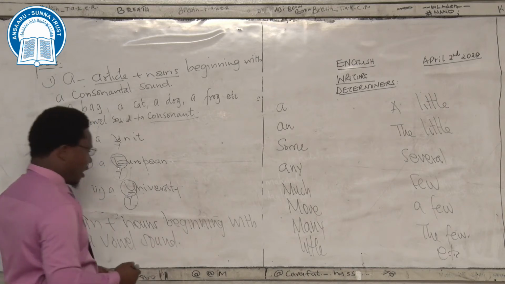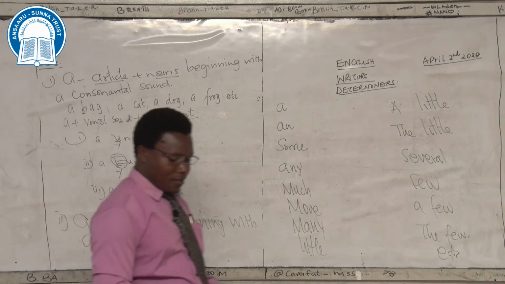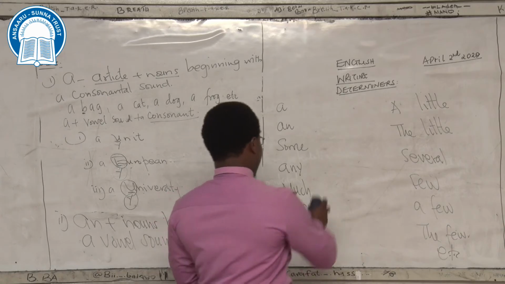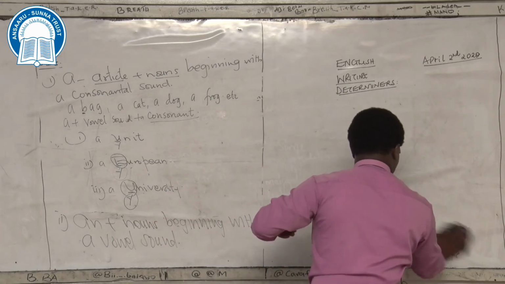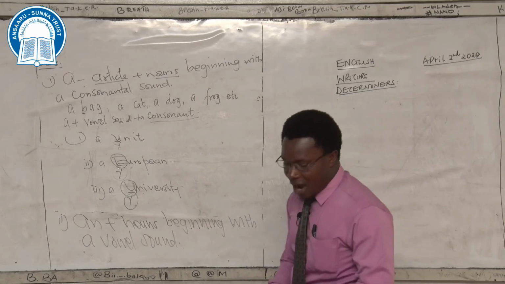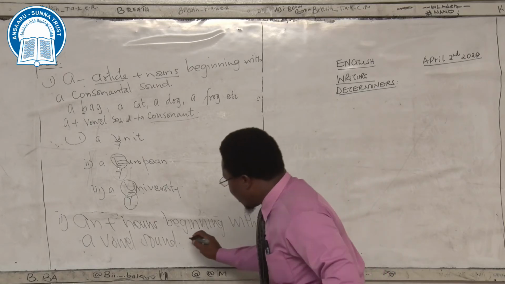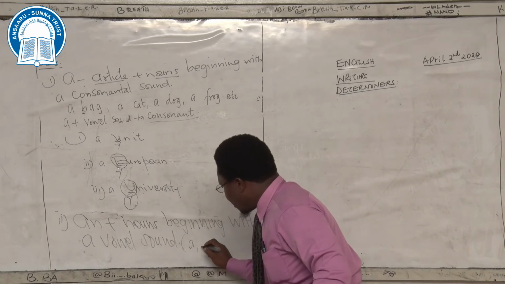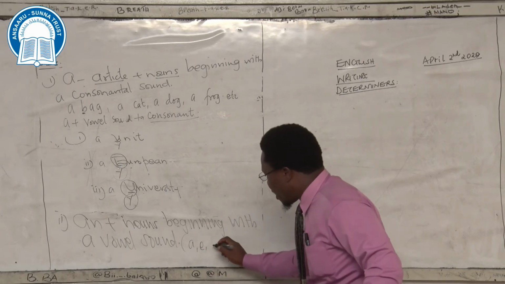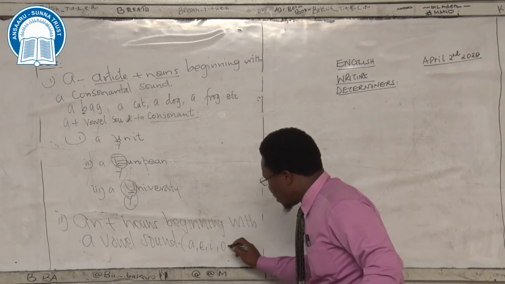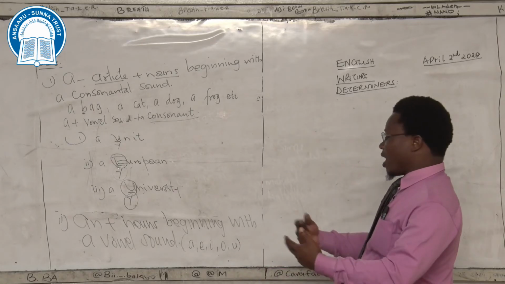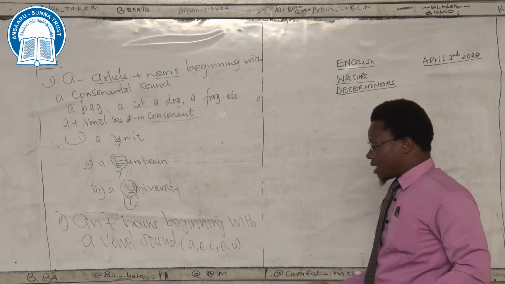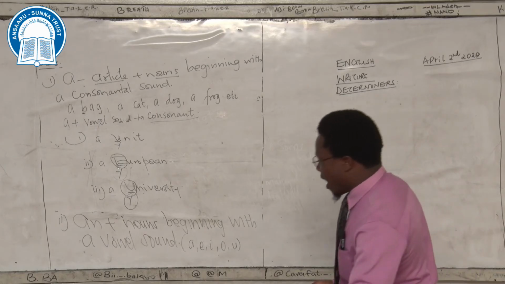Beginning with a vowel sound. What do I mean here? That our article is used with nouns beginning with vowel sounds, and these vowel sounds, as I listed for you, are as follows. These are the 5 vowels. As much as we have many more, but at this level, let us have those 5.